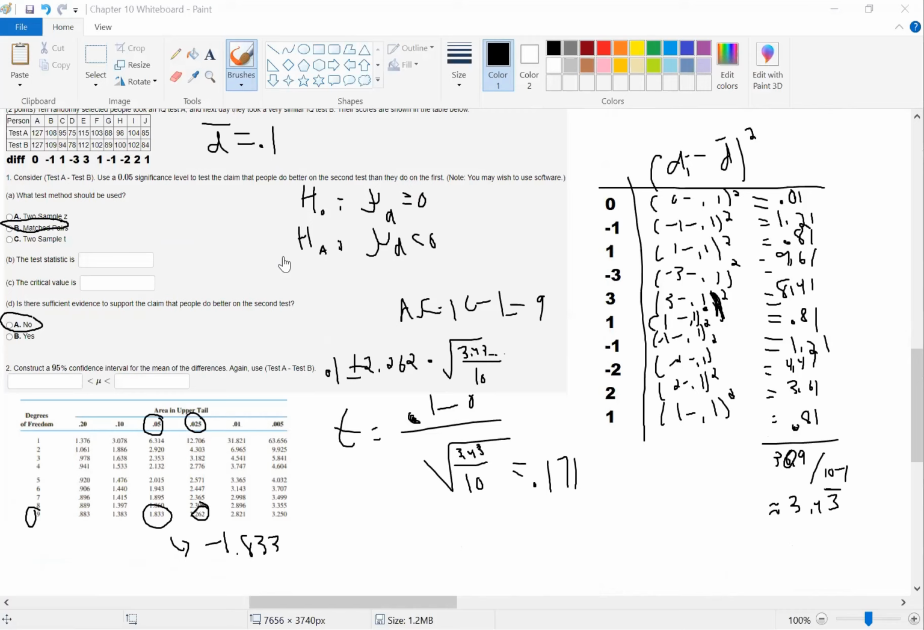I'll just add like 10 threes, that's good enough. There we go, so the upper end is 1.425. And our lower end, we just switch this to a minus. It's negative 1.225.